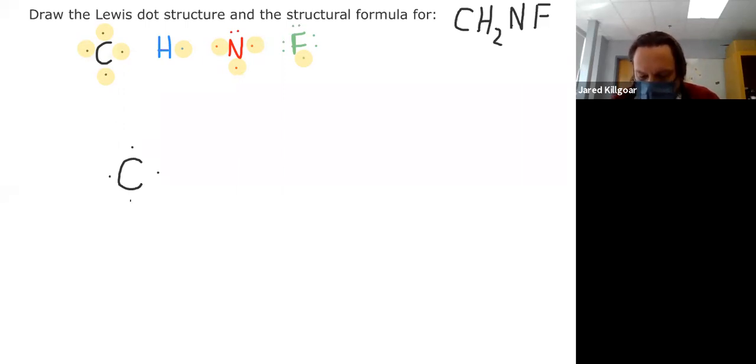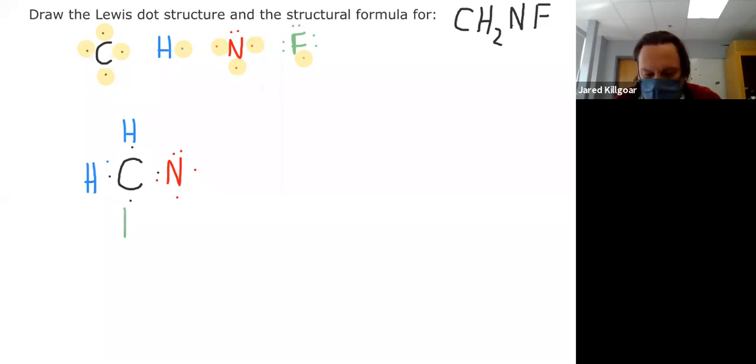I'm going to put a couple, and I'm going to bond that to my nitrogen because that has to be a connecting molecule. So what happens here is you guys could go a couple different ways. You can put the hydrogens there. And then when you're trying to figure out where to put the fluorine, there's 2 options. You can put the fluorine either on the carbon or the nitrogen.